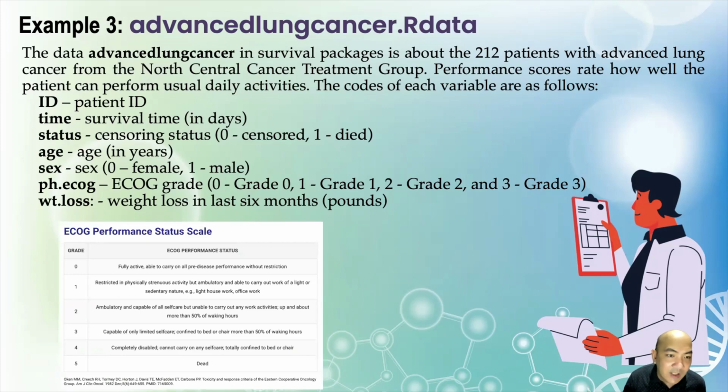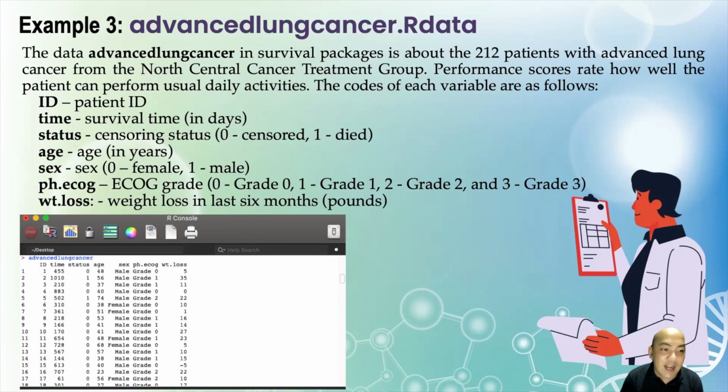So 0 means the patient is fully active, 1 means the patient is restricted in physically strenuous activity but ambulatory, grade 2 means ambulatory and capable of all self-care but unable to carry out any work activities, and grade 3 means the patient is capable only of limited self-care. And then the last column is the weight loss, in pounds in the last 6 months.